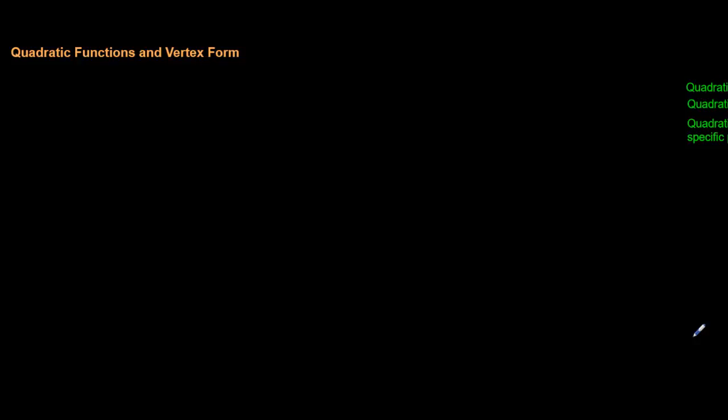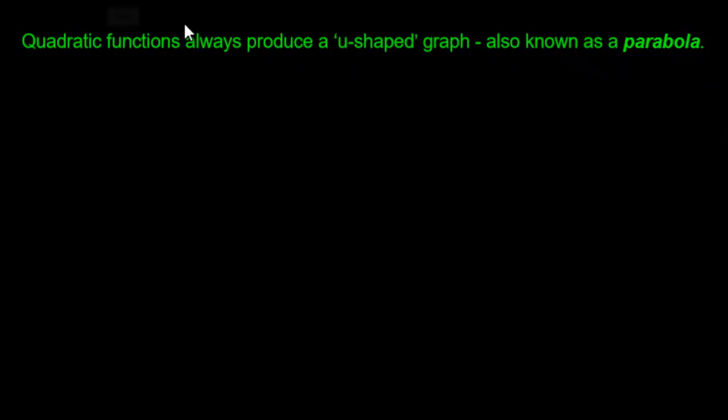Okay, folks, so today we're going to be talking about quadratic functions and vertex form. This video is going to assume that you already know something about quadratic functions. For example, I am going to assume that you already know that a quadratic function always produces a U-shaped graph. In our case, it's usually pointing either up or down when it comes to the kind of math we've been doing. This is known as a parabola.